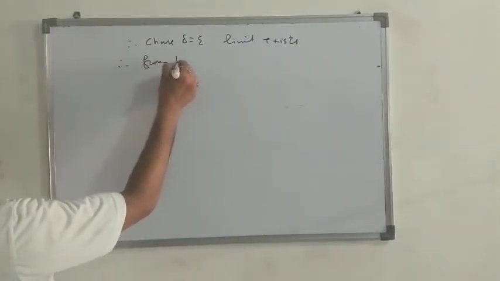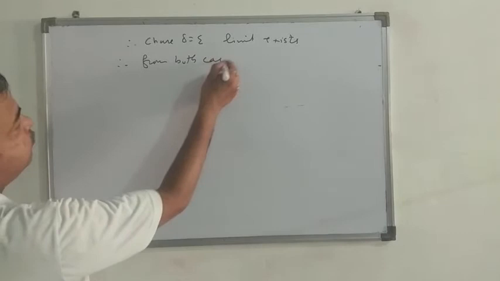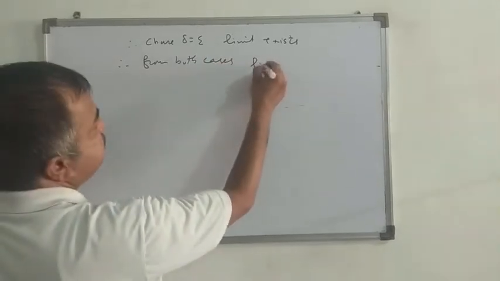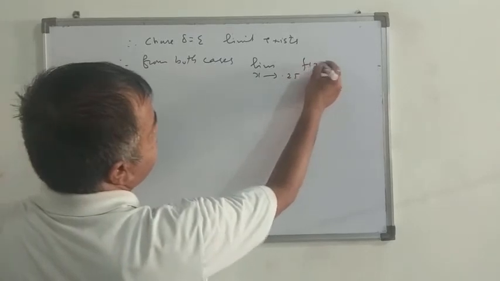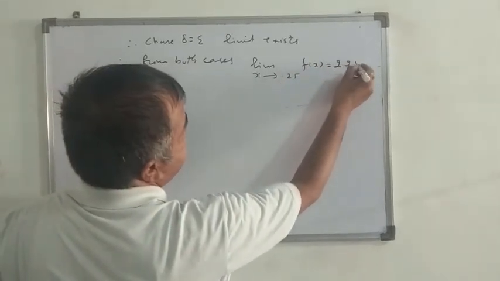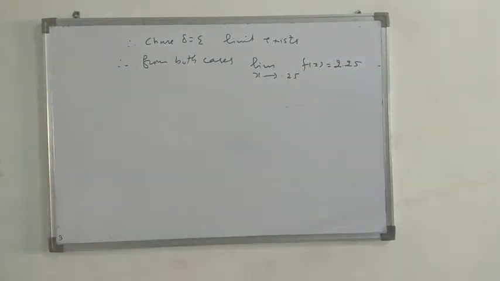Therefore from both cases, the limit as x tends to 0.25 of f(x) is equal to 2.25.